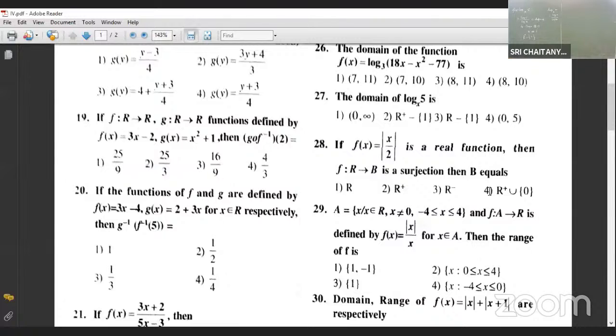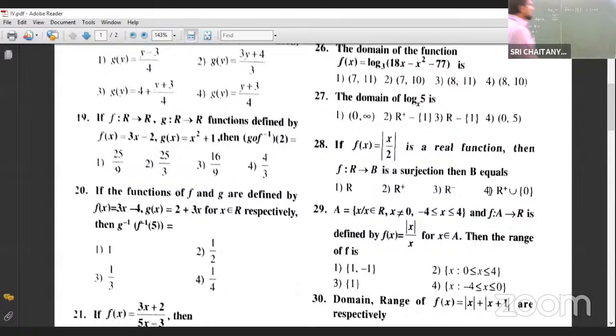See problem number 28, which is on the screen. F of x is equal to modulus of x by 2, given to you. And f is a function from the real numbers to the codomain set B. Then if it is a surjection, what will B be?